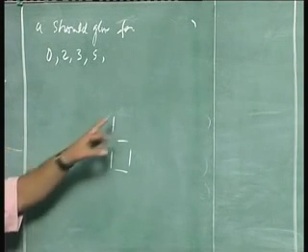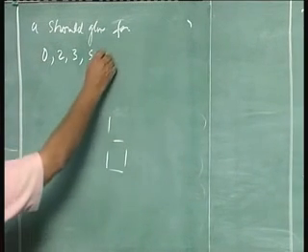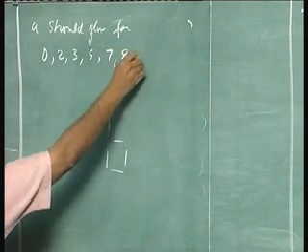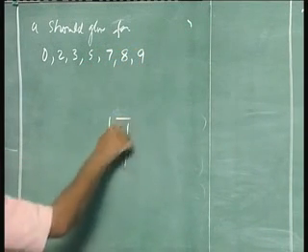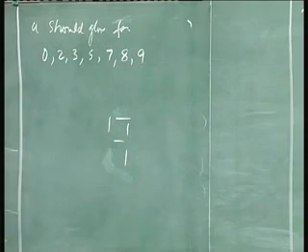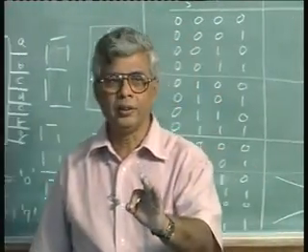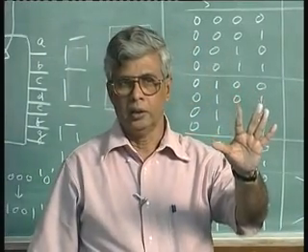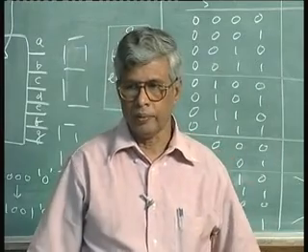So 6, A will not glow for 6. 7, A will glow for 7. 8, of course, all of them will glow. 9, because 9 will be like this. This is my 9. So A will glow for 0, 2, 3, 5, 7, 8, 9. Any questions? Does anyone not understand what I am saying? Looks simple to me at least, but if it's not clear, please tell me.